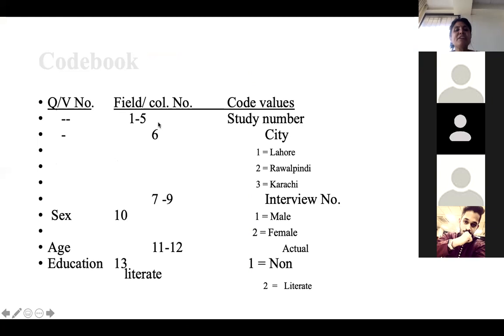Do you see here, field 1 to 5, study city Lahore. Here I have code values. 7 to 9, interviewing male or female, right? Are you seeing here? This is what a code book actually looks like.